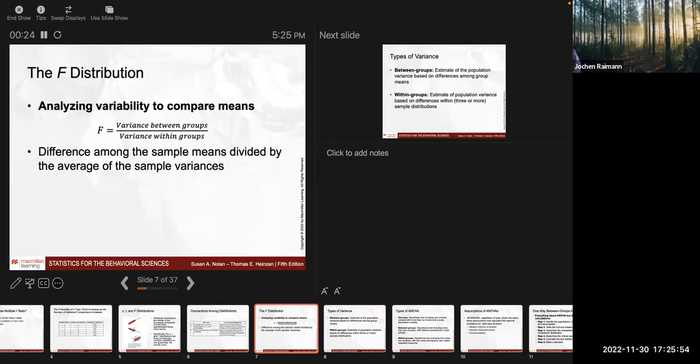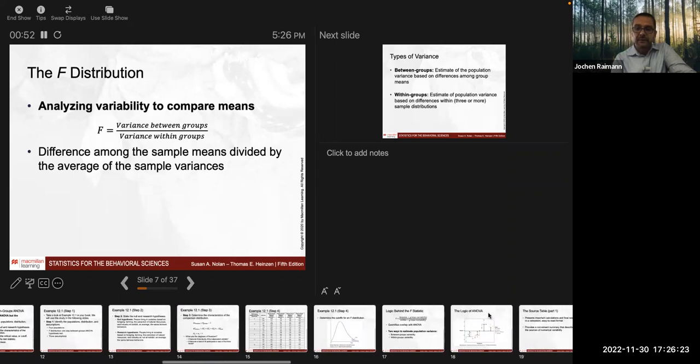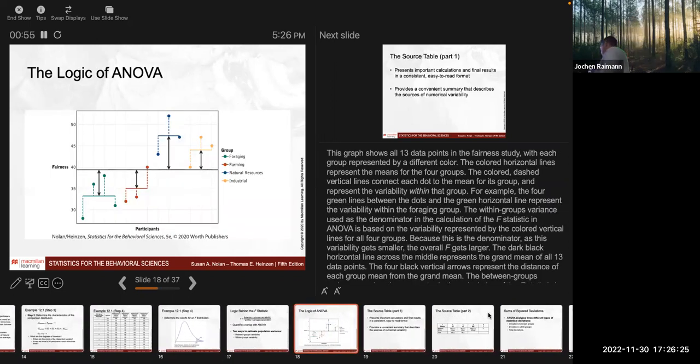Now this is where it's getting tricky, because you have groups. So you have a variance within those groups, and this is what you need to take into account, because you have a variance within groups and you have a variance between those groups, between the means of these groups. And the picture that Nolan and Heinzen have that shows this best is, for some interesting reason, only coming very late. So basically it looks like that.